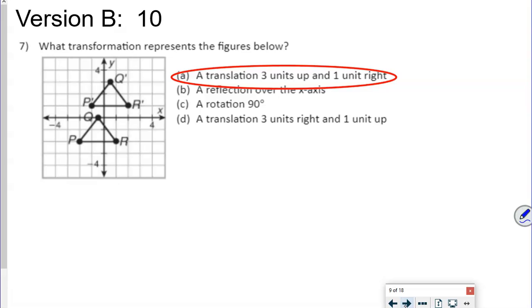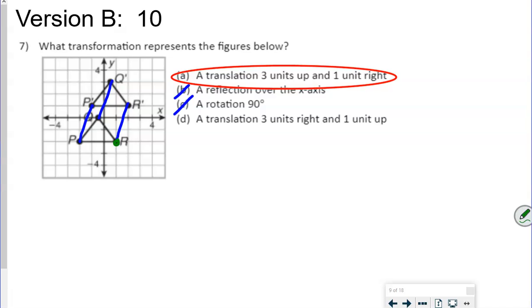So here again, our first step is going to connect these vertices. So P to P prime, Q to Q prime, R to R prime. What do you notice about those lines? They are all parallel and they are all the same length, right? And they create a 3D image. So we know that this has got to be a translation. So we know it's not a reflection and it's not a rotation. So then we've got to figure out what the translation is.